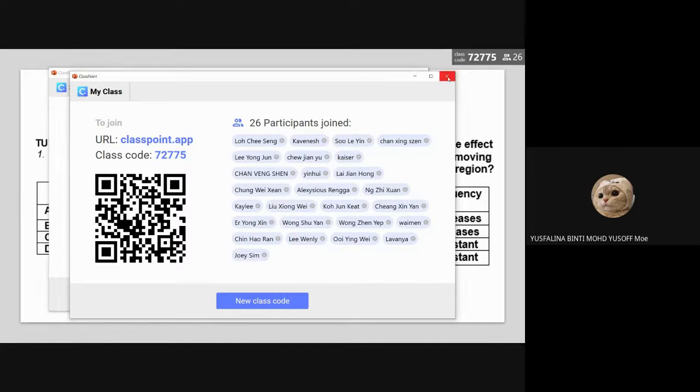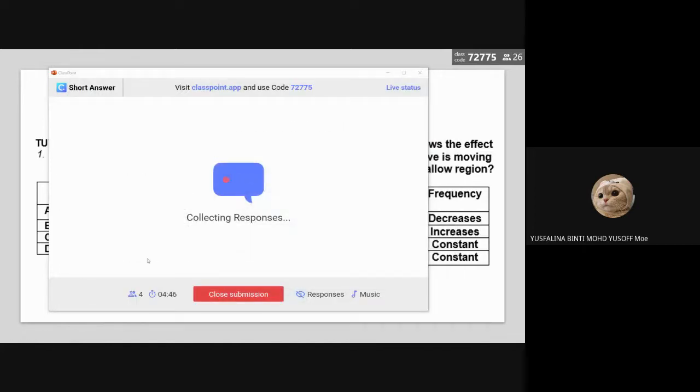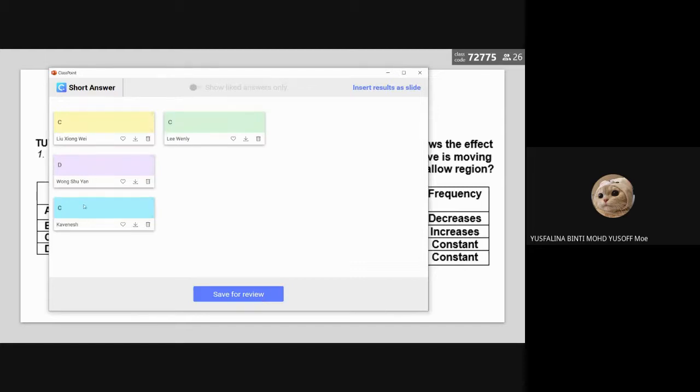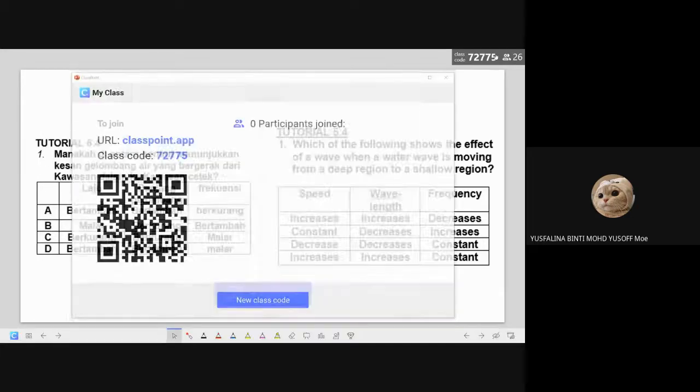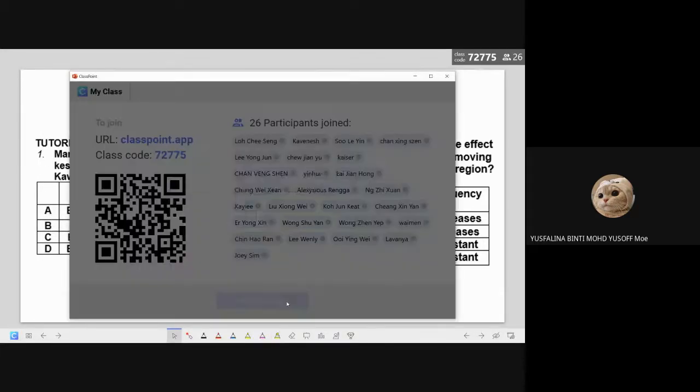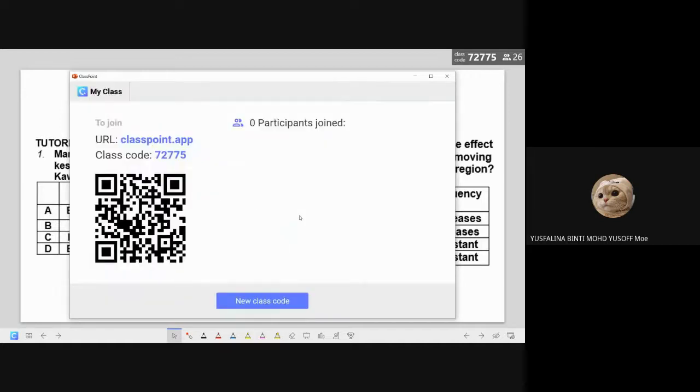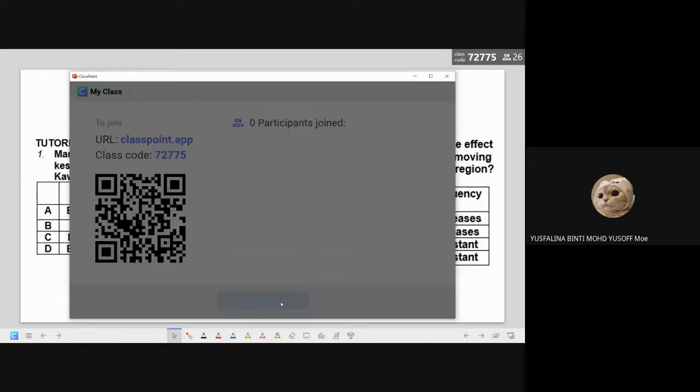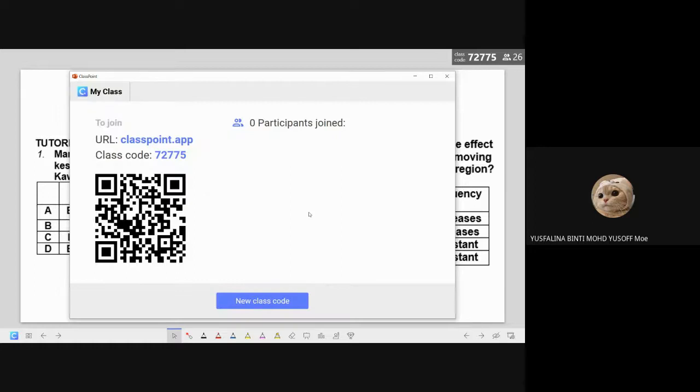Okay, why not? Then why the four people can answer this one? This question. Wendy, Zhui, Shuyan, Kavinish. Still cannot join. Okay. How about we make a new code? Okay. We make a new code. Sorry. 547673. Okay, we make a new code.